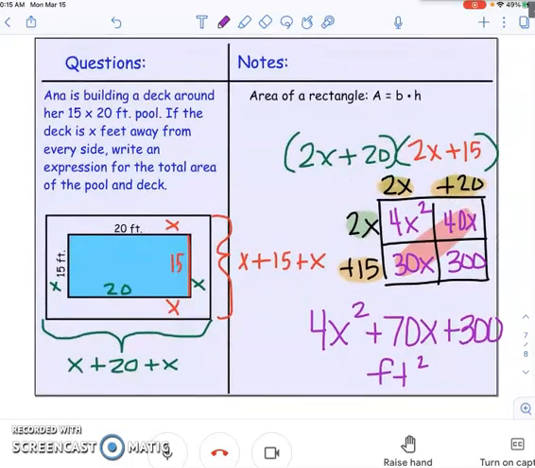So find the area of the pool plus the deck. So that's not just the area of the pool, but the big rectangle surrounding it. So make sure you're adding the deck on both sides of the length. So X plus another X is 2X plus 20. And then adding it on both sides of your width, X plus the 15, 2X plus 15. And then just FOIL it or use the box method to find the area.